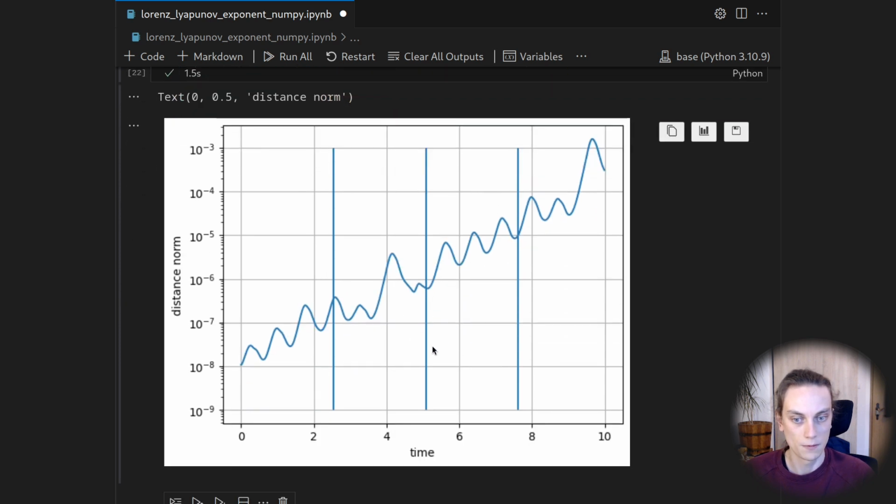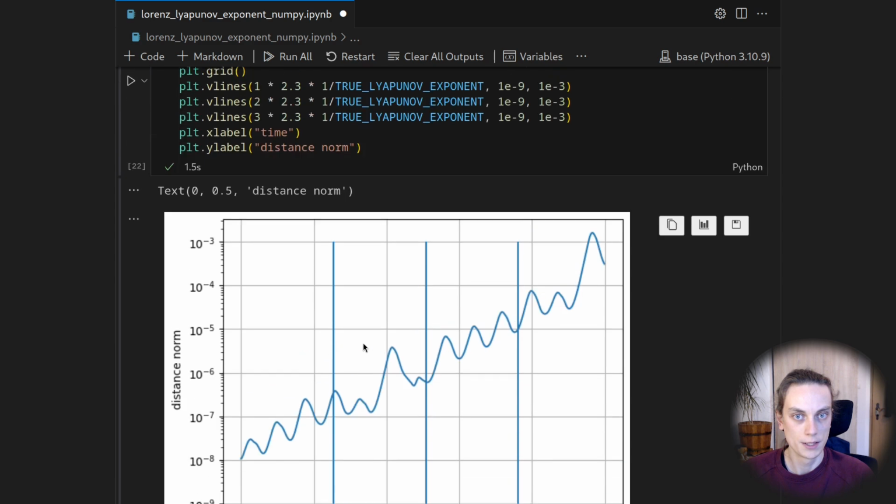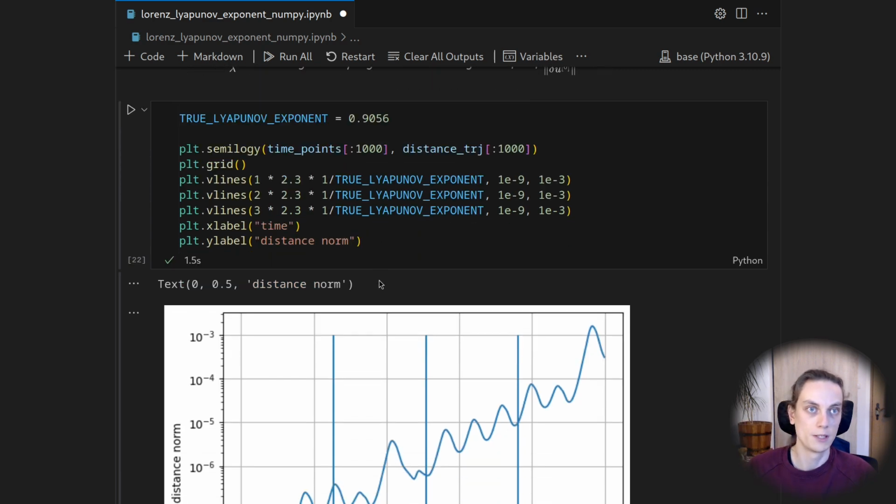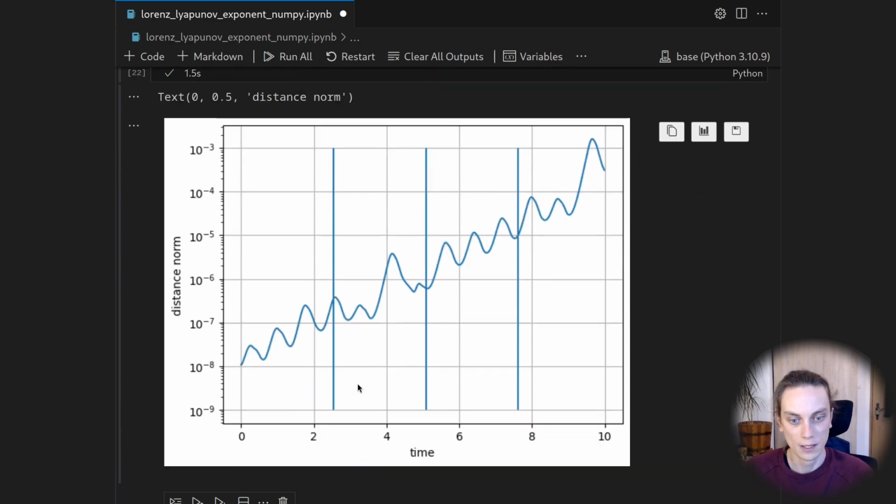Okay, so basically what we see here is that we have again this oscillatory linear growth, or approximately linear growth, in this log-linear plot. And then we have here these multiples of 1, 2, 3 times 2.3 Lyapunov times. So you see, since the Lyapunov exponent is roughly 0.9, its inverse is roughly 1.1. And if you multiply 1.1 with 2.3, this is roughly 2.5-ish. And that's what you see here. So this could be 2.5, that could be roughly 5, this could be roughly 7.5.